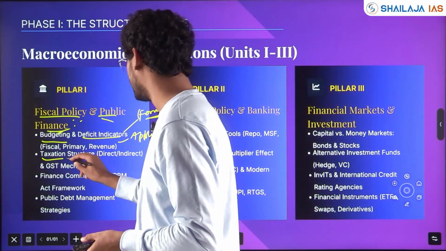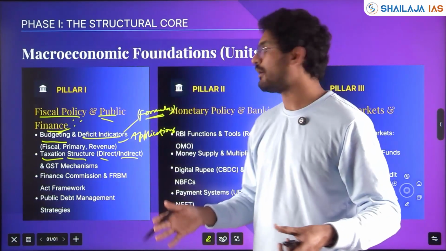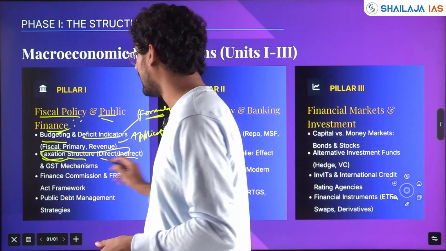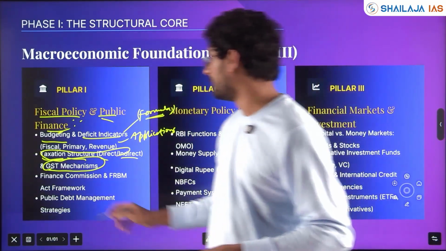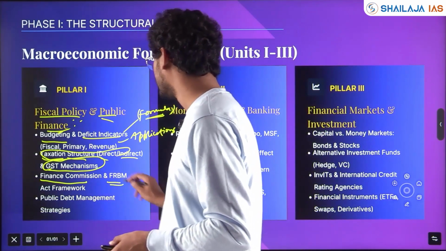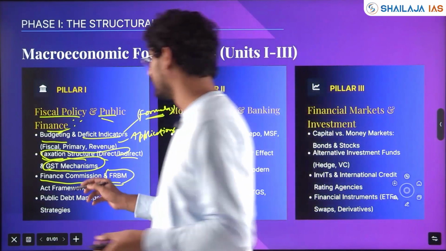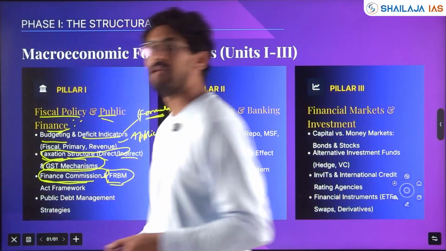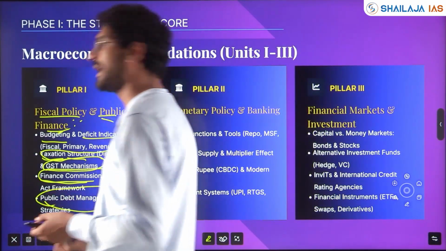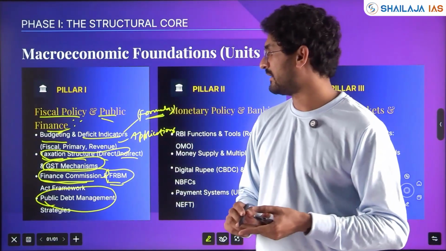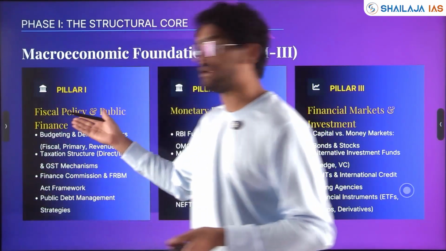Next, taxation, its structure, direct tax, indirect tax, the entire tree of tax should be studied. And the new GST, its mechanism, everything should be studied thoroughly. Next we have the Finance Commission and the FRBM Act: the devolution, horizontal as well as vertical devolution of the taxes. The FRBM Act framework becomes very important. Then public debt management strategies. All public debt, government debt, companies' debt, all this becomes very important where questions have been coming under fiscal policy and public finance.